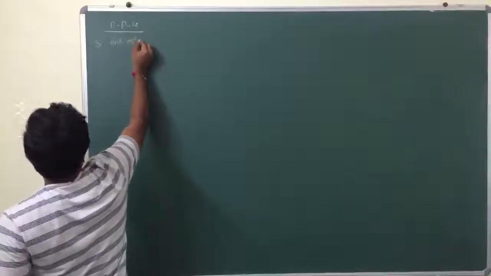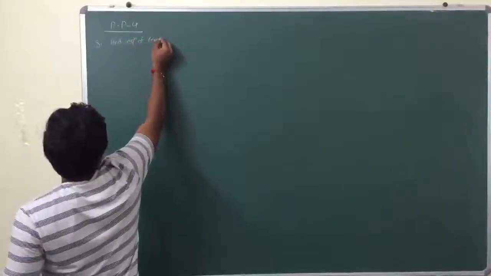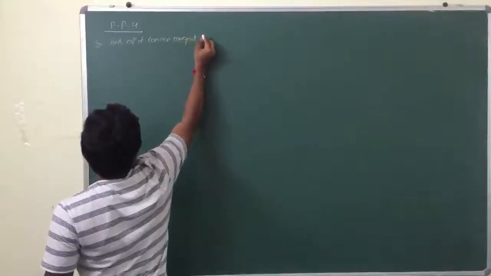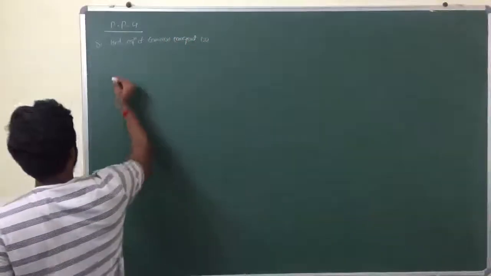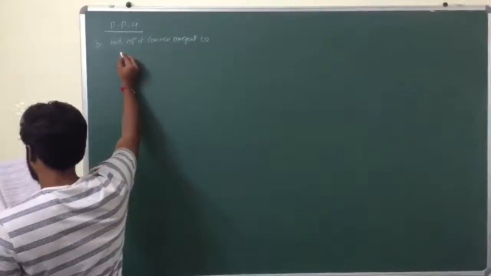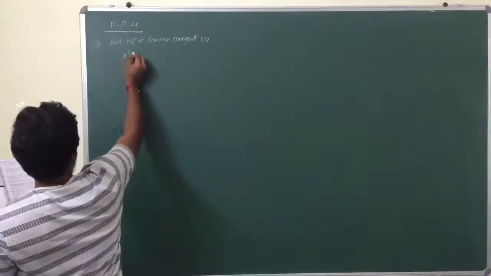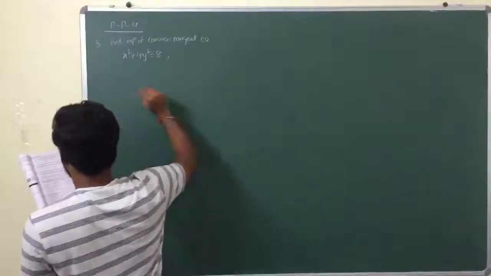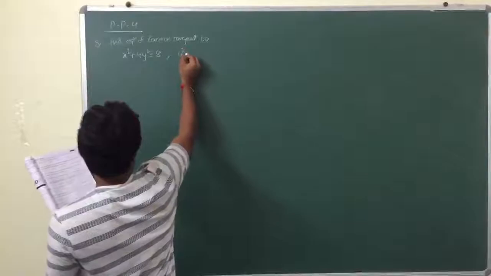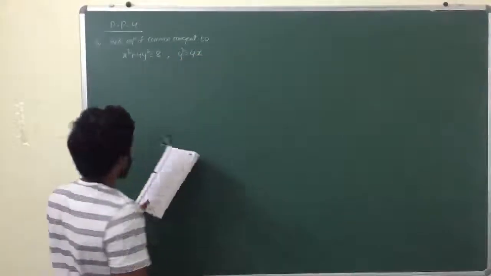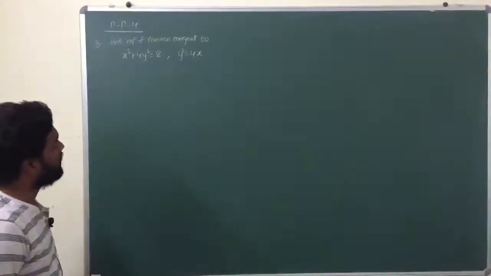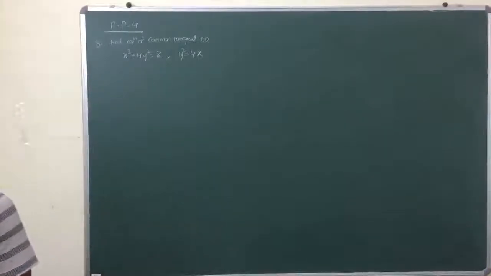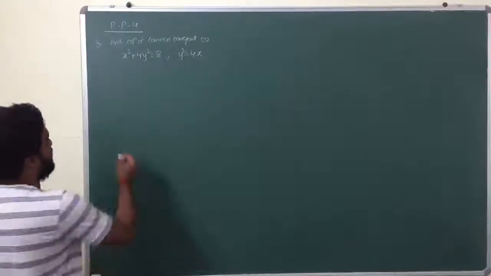Find the equation of common tangent to the ellipse and parabola. The ellipse is x square plus 4y square is equal to 8 and the parabola is y square is equal to 4x. Okay, these are the equations of the ellipse and parabola. Now we need to find the equation of common tangent.